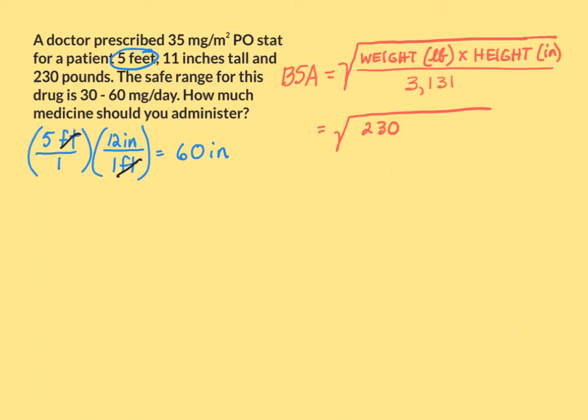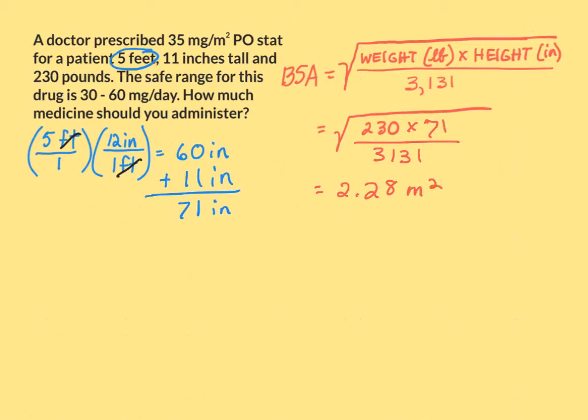We can convert the 5-foot portion of the patient's height to 60 inches, and then we just have to add the 11 inches. So 71 inches is the patient's height. Now, we do not take the units into our formula, but we can complete the formula for this patient now. That will give us 2.28 square meters.